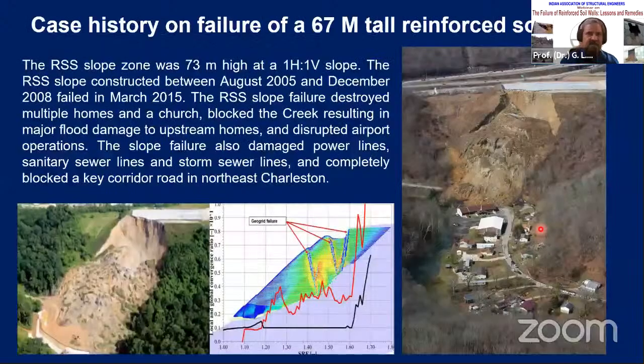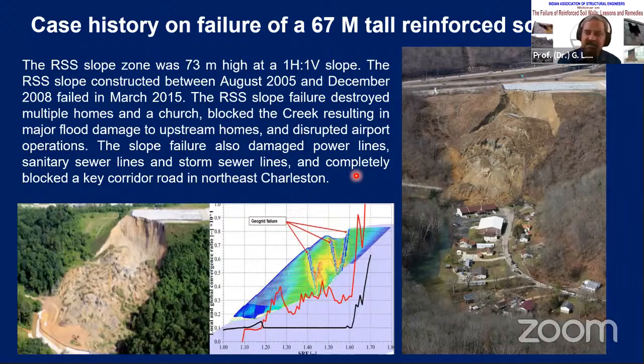And this is another very, very important thing. The airport, Eger Airport in the US, very recently, it was a 73 meter high slope. We have been thinking of very large heights, even 100 meters, and people are ready. But then what could happen? It failed in March 2015, and it destroyed multiple homes and churches, blocked a creek resulting in major flood, and disrupted airport operations. You can see it's close to the runway and is completely a failure. The slope damaged power lines, sanitary sewer lines, and it was really a big one.